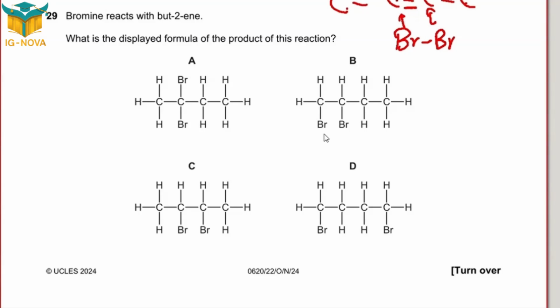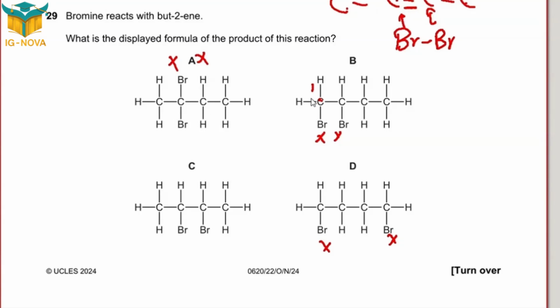Wrong. Cannot be 1 and 2. Wrong. This is wrong. All wrong. Cannot be 2 and 2, also wrong. Why? Because you break the bond and add 1 to each carbon. Clear? Again, addition reaction for alkenes: you break the bond and add to each one. We can't add to the same one. We can't add to a different one.